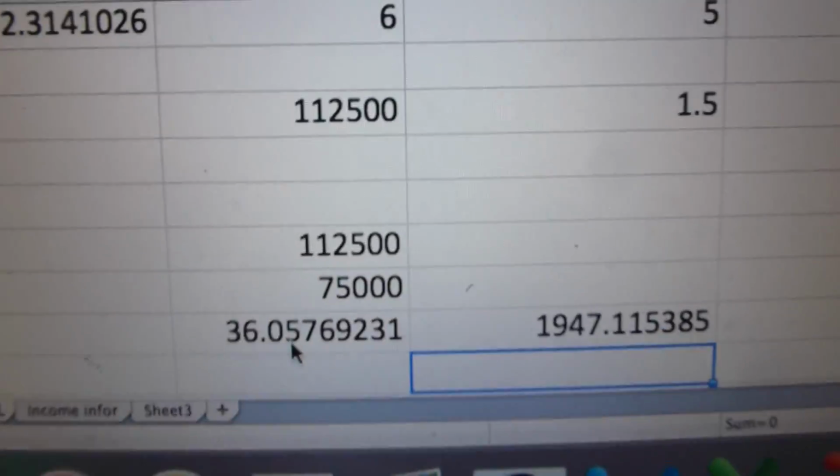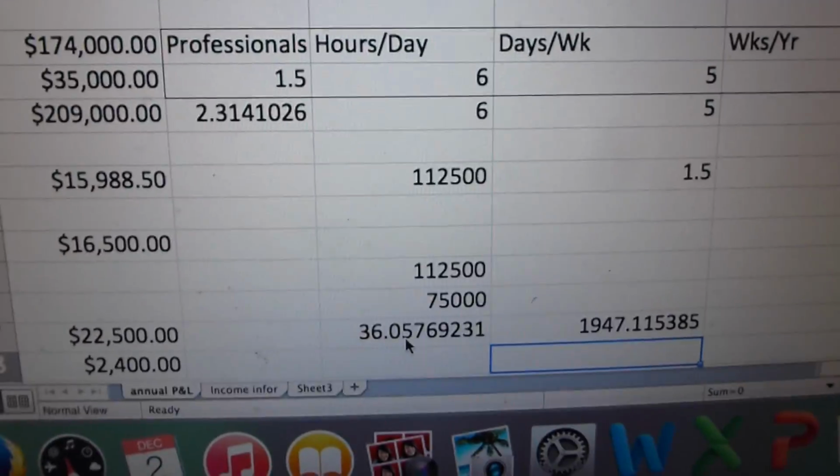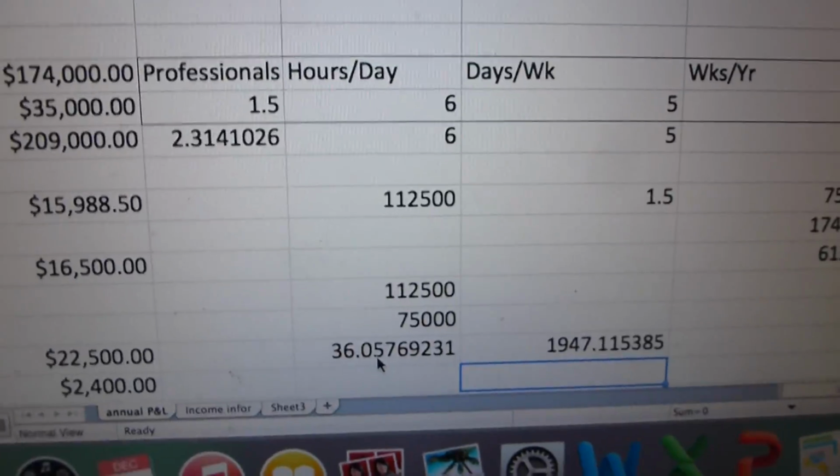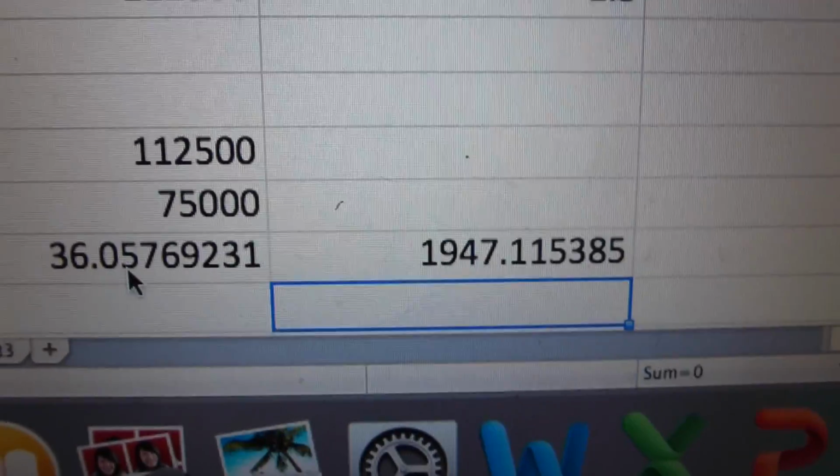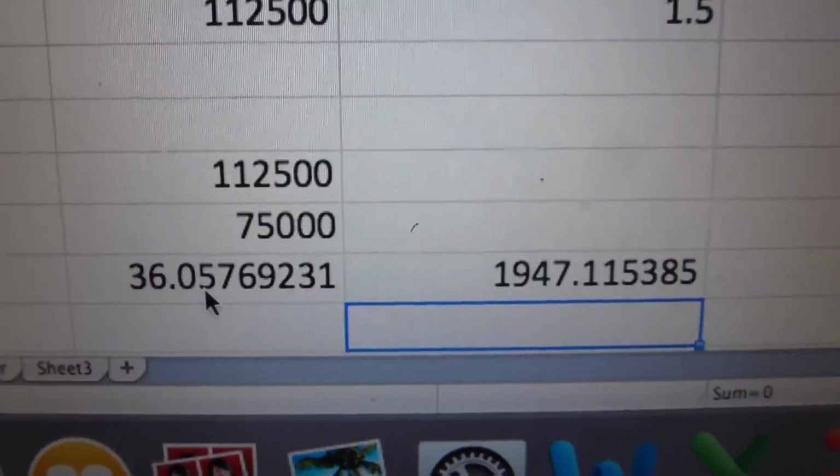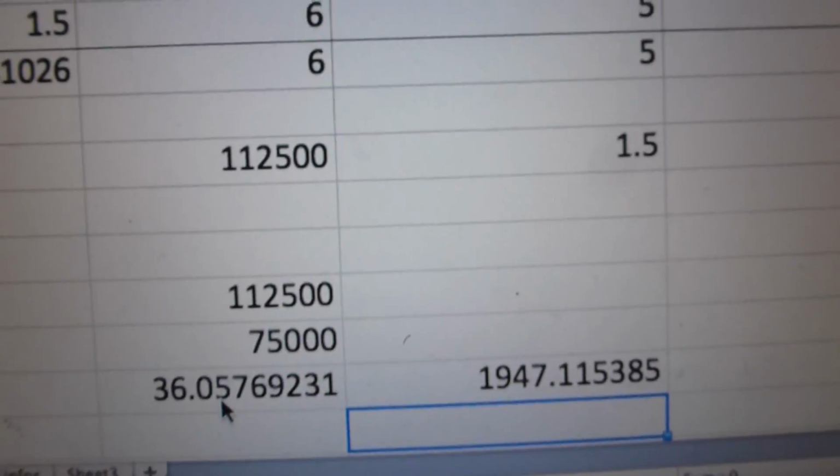So the first part you're doing, you're just figuring out how many hours. The second, how many days, and then how much salary is missing. So I hope this helps all you guys. If you need help, you know where I'm at.